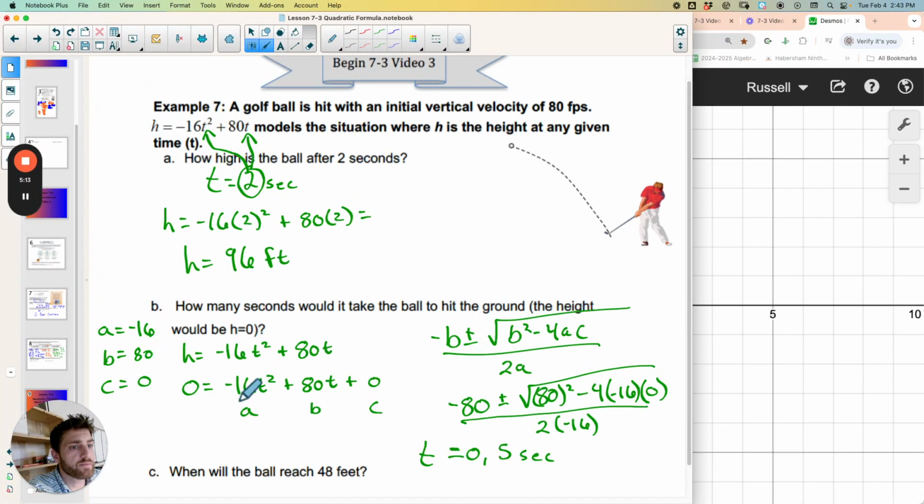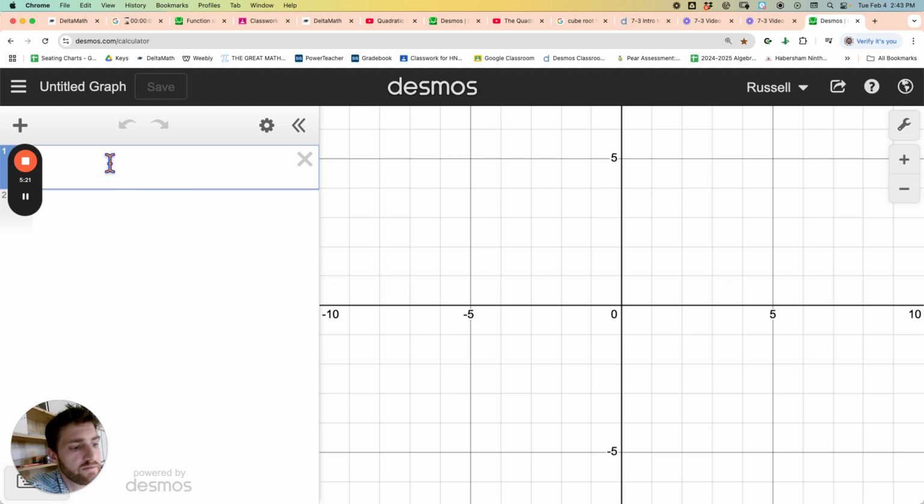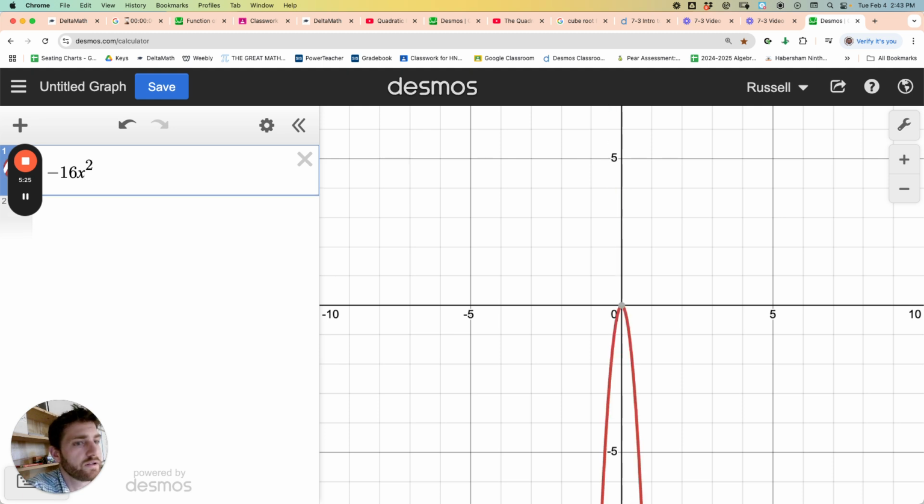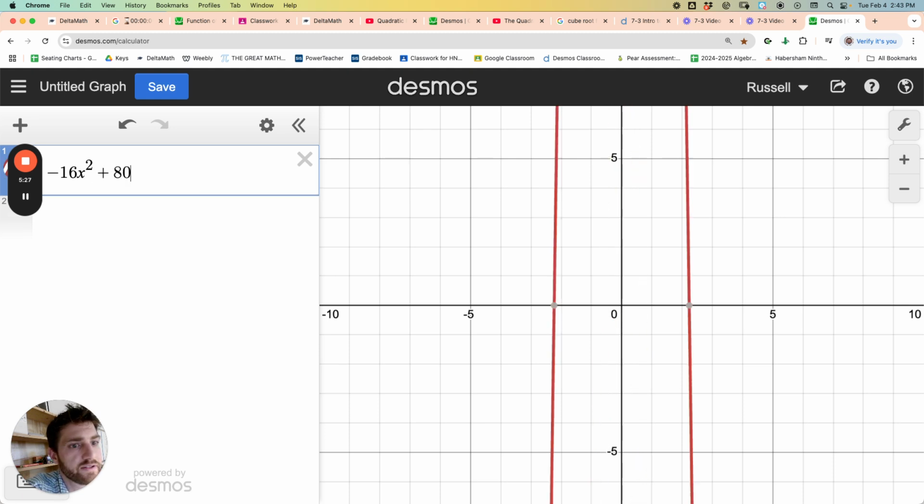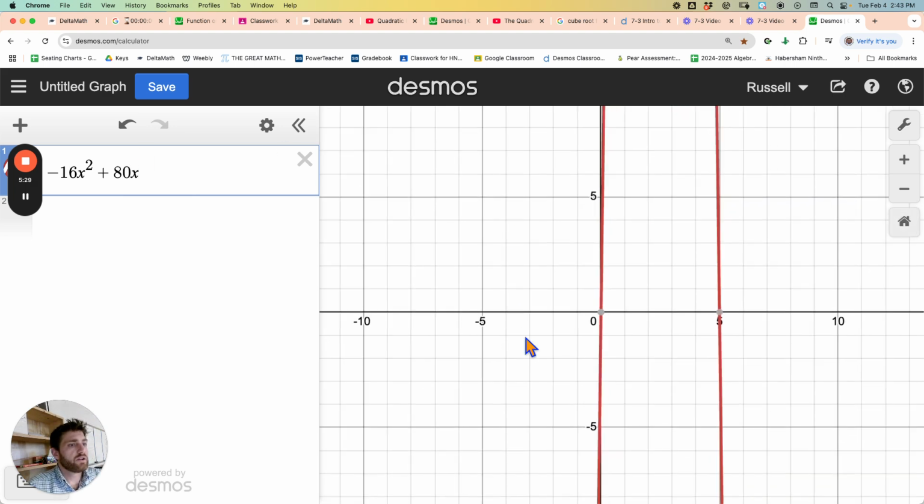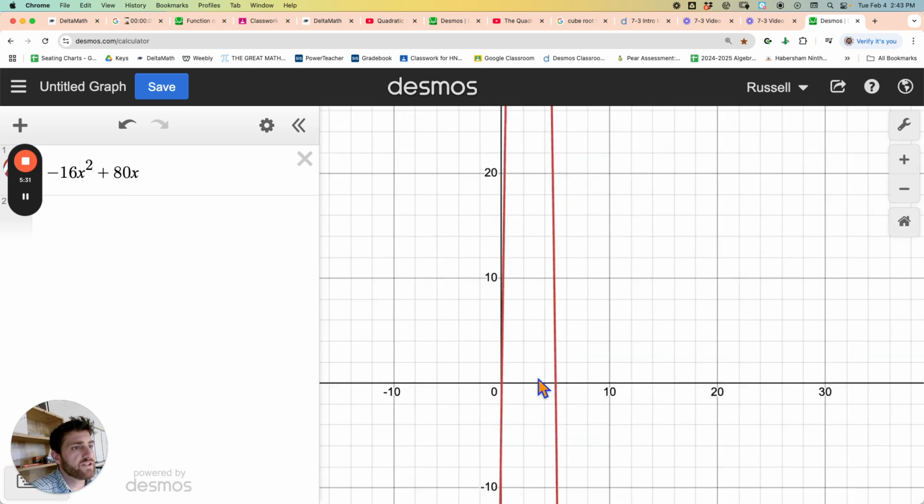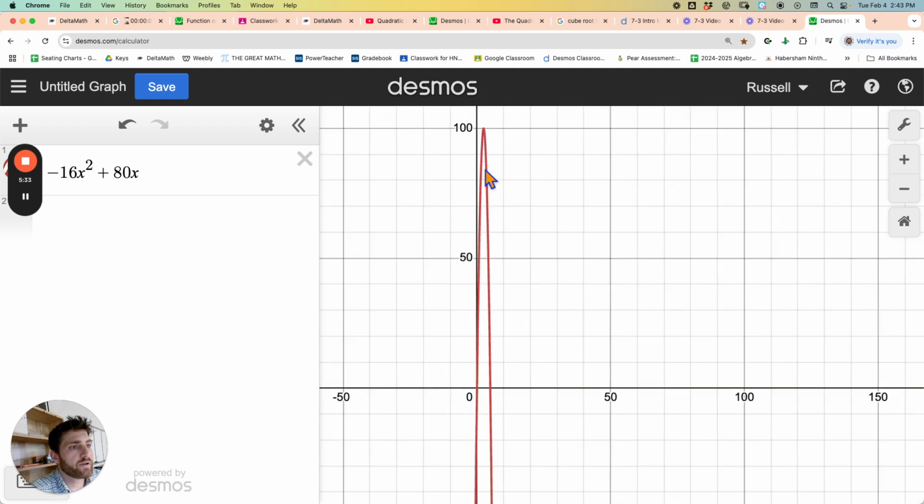So this problem shows us having, let's see, negative 16t squared plus 80t plus 0. Negative 16. We'll do x squared plus 80x. So you'll see that makes a little more sense here. The ball goes up and then comes back down. And we're going to use this one here.